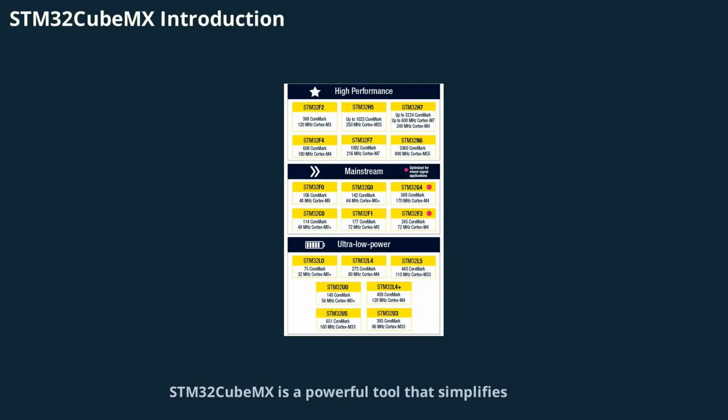STM32CubeMX is a powerful tool that simplifies the configuration and initialization of STM32 microcontrollers. With its graphical interface, you can assign pins, set up peripherals, and configure clocks with ease. CubeMX automatically generates initialization code, saving you time and reducing errors. It also supports middleware integration and power consumption analysis, making it an essential part of the STM32 development workflow. In this scene, we'll see how CubeMX streamlines project setup and helps you get started quickly.